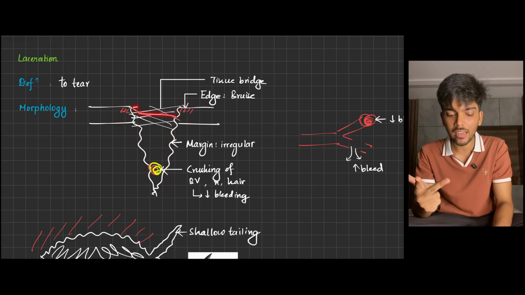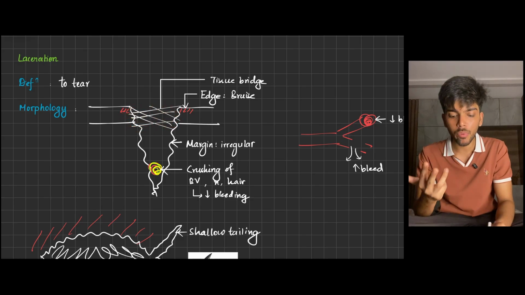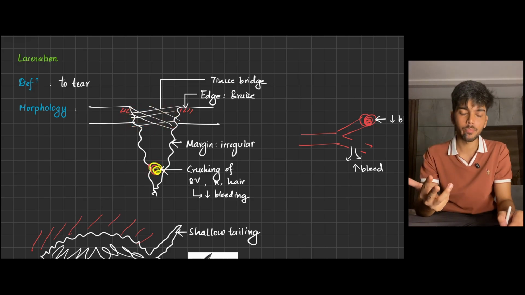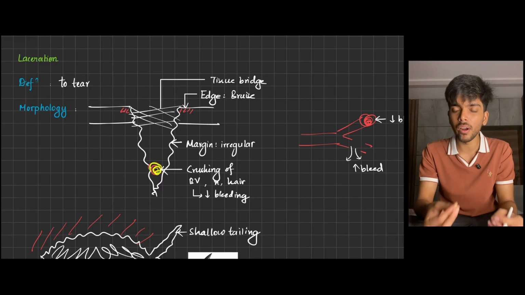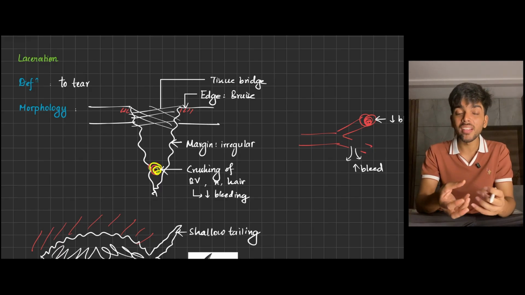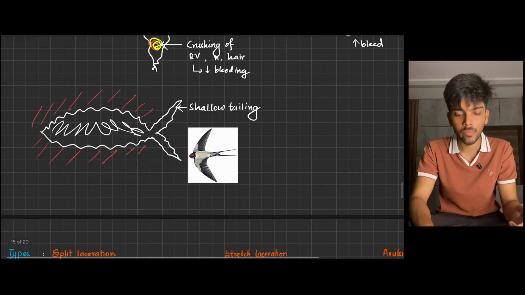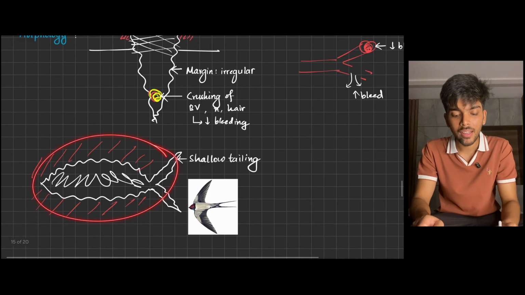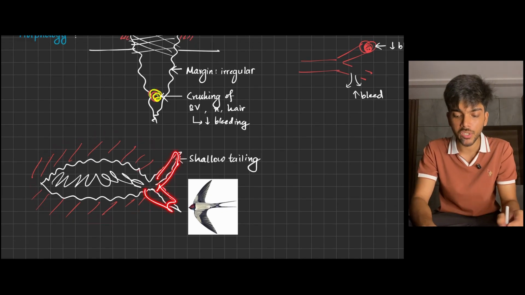Number 3, there are connecting tissue breaches. And number 4, the base is completely crushed. Since the base has crushed blood vessels, there is less blood that leaks out and less bleeding. This is from the side. From above, there is shallow tailing that can be appreciated.